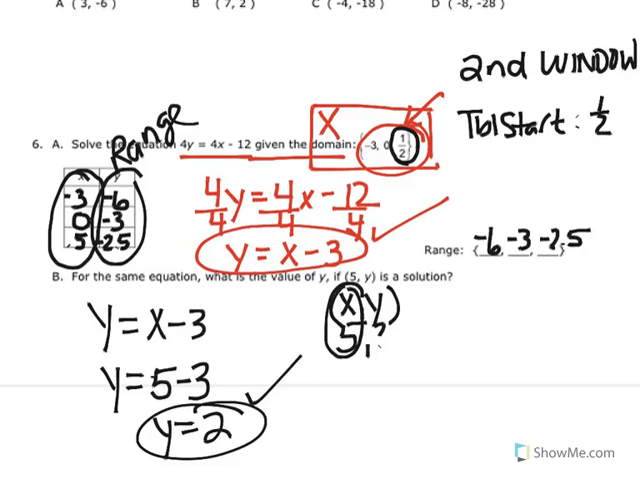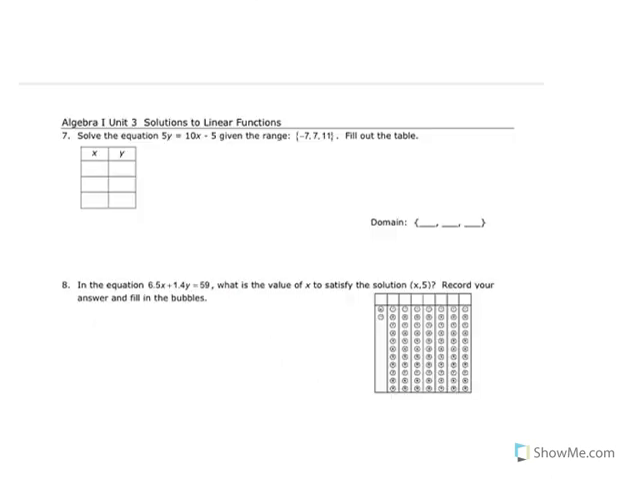Okay, let's turn to the back. It says on number 7, solve the equation 5y equals 10x minus 5 given the range. So they gave us the range here. Well, when they give you the range, they're giving you the y's and telling you to find the x's. So there's two ways we could do this. First thing would be to take our equation and plug these in and solve.